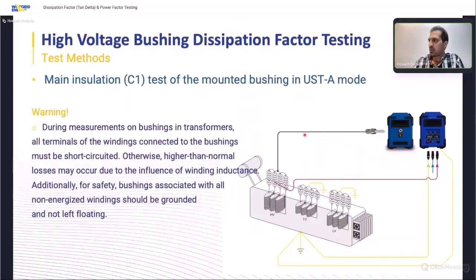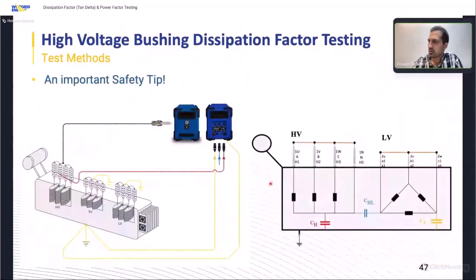If a bushing is mounted in a transformer, for C1 testing, we need to short circuit all bushings together like this. Then connect the input of the device to the bushing's test tap, then measure in UST-A mode. We need to repeat it for all bushings. But an important point is that we need to connect other unused windings to ground.